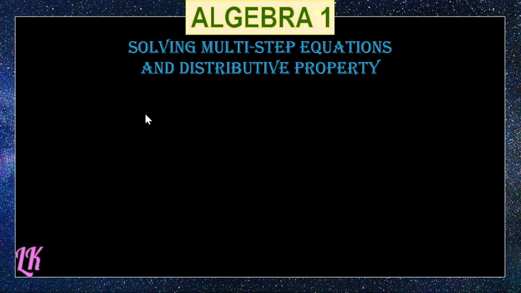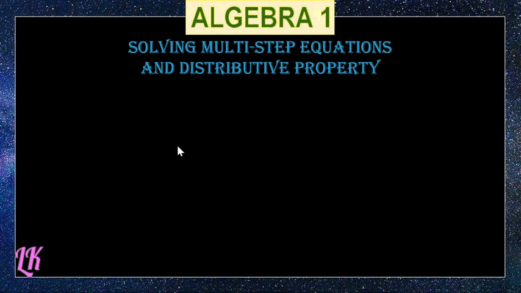The examples of equations in this lesson will require the distributive property to simplify, before we use the properties of equality that will undo the operations.